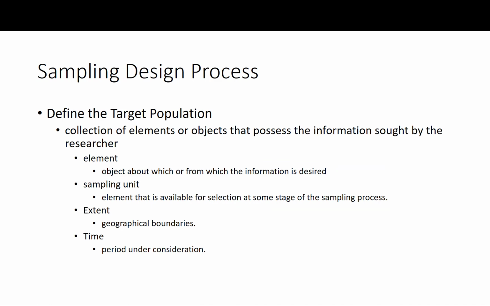So defining the target population, we talk about 4 different characteristics here. The element is the object about which or from which the information is desired. So an element might be a user of a particular product. It could be someone who has seen a particular advertisement in order to ask their opinion on that piece of advertising. So what is it that you're actually interested in?